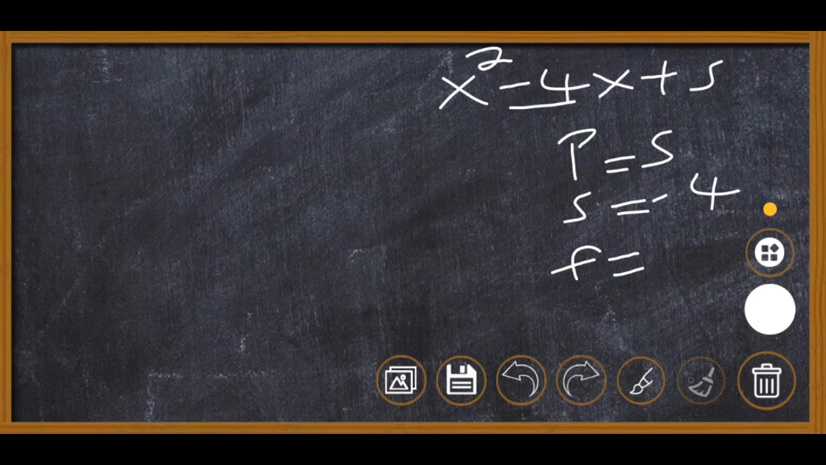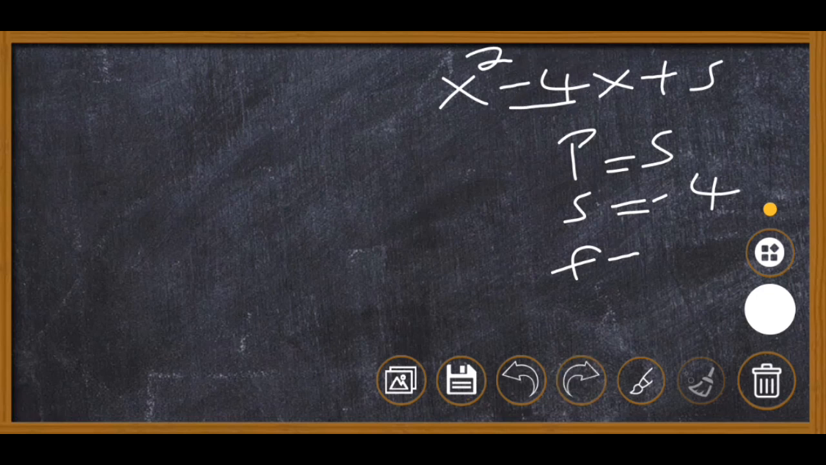So what factors do you think can be that? The values where we can multiply for us to have positive 5, and then when we add we have negative 4. What values can be those? Okay, so there are no values. Here this does not have the factors. There are no values you can multiply for you to have positive 5, and then you add the same values for you to have negative 4.